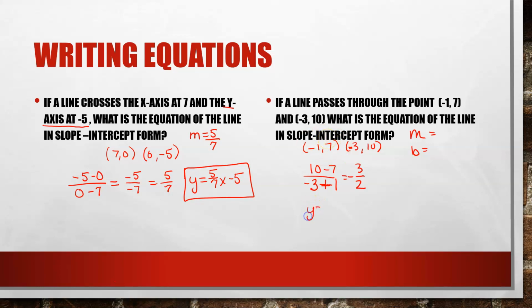So I have y equals negative 3/2 x plus b. I'm going to plug in the coordinates. So up here I have 7 equals negative 3/2 times negative 1 plus b. So I have 7 equals, and negative 3/2 times negative 1 gives me positive 3/2, or 1.5, any way you choose to look at that, plus b. So if I add 1.5 to each side, I have b equals 8.5.